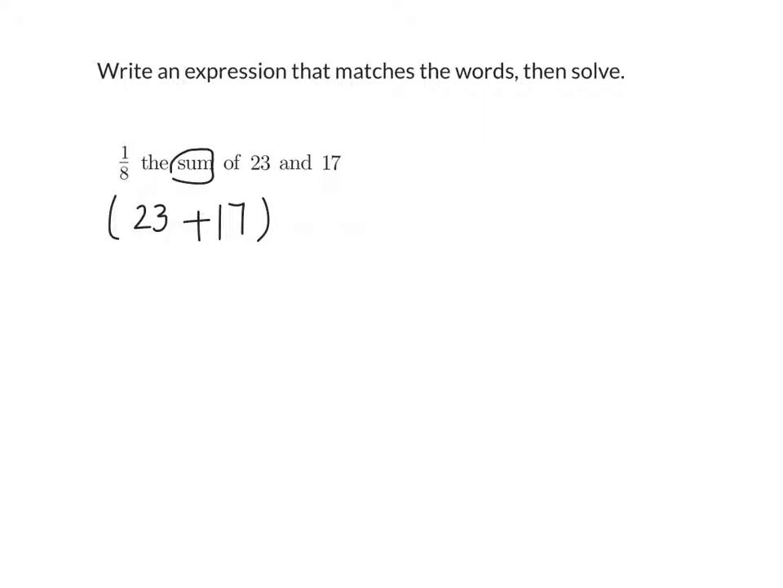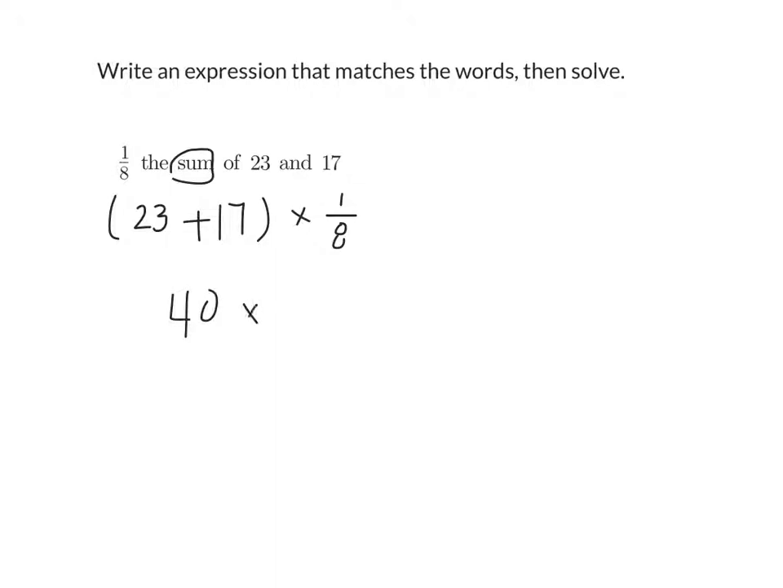And then if we want to find 1/8 of it, what does that mean we need to do? Multiply it by 1/8. Very good. So your expression would be in parentheses 23 plus 17, and then times 1/8. Can the 1/8 come before or after the parentheses? Does it matter? No. Let's solve it then. What's 23 plus 17? 40.